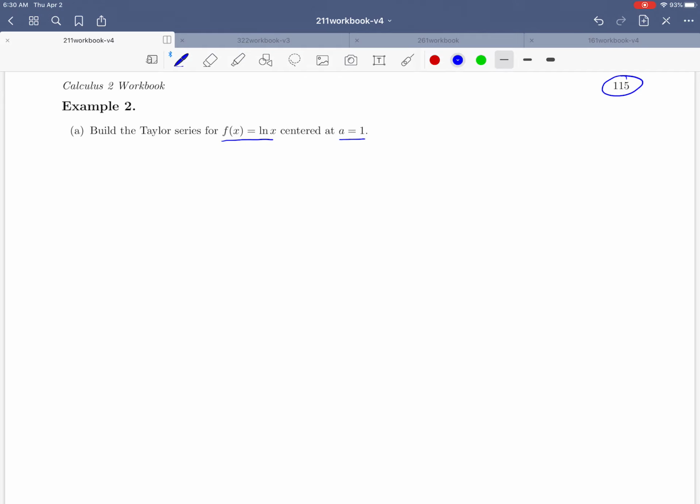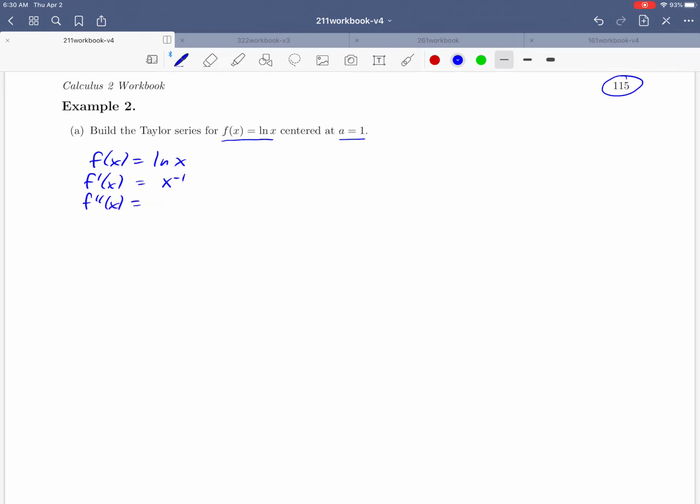So this is going to be the same process that we did in the previous example. Building a Taylor series is about taking derivatives essentially. So we'll start with our function ln of x. And what is the derivative of ln of x? Well, the derivative of ln of x is 1 over x, which we could also write as just x to the negative 1.